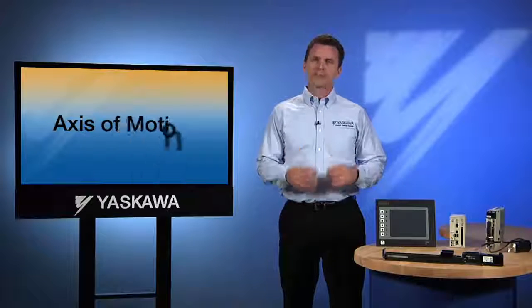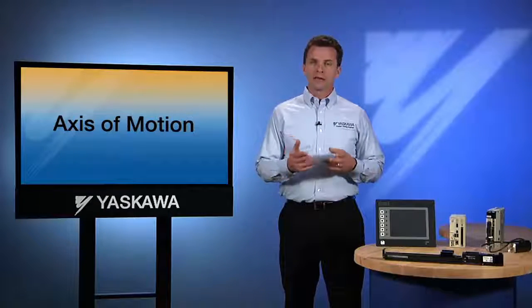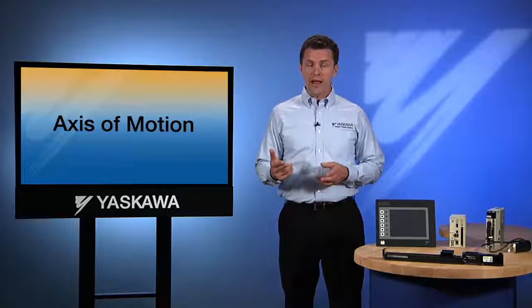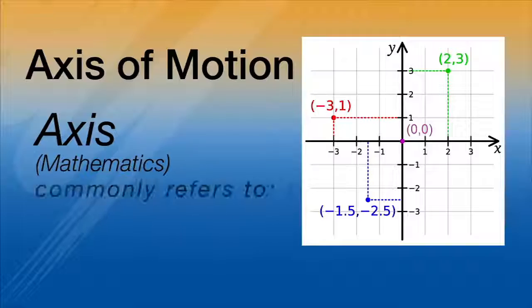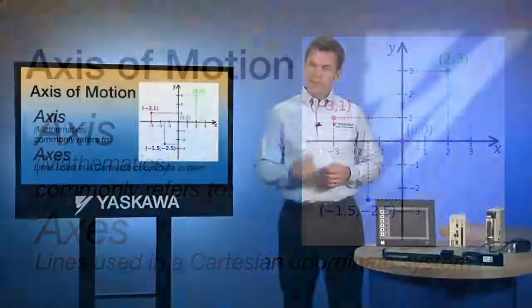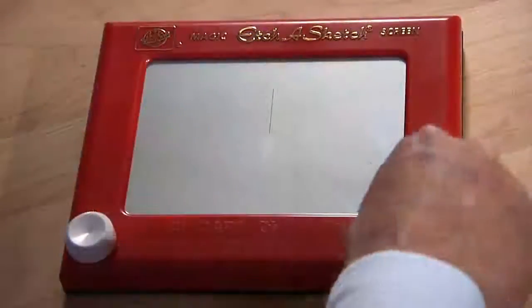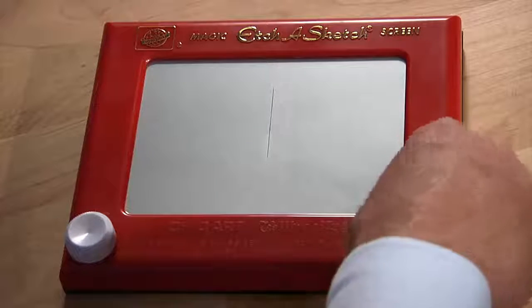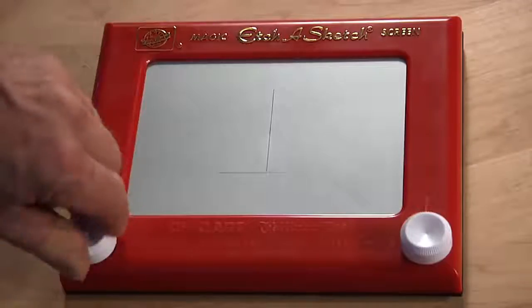The term axis is one you'll hear very often in this industry. Each servo and the mechanism it moves counts as one axis of motion. This word axis is drawn from mathematics and the concept of axes in a Cartesian coordinate system. Here's another way of looking at it. Imagine that an Etch-a-Sketch toy was controlled by two servos. One servo would control the up and down direction, the other the left and right. Now that would be two axes of motion.